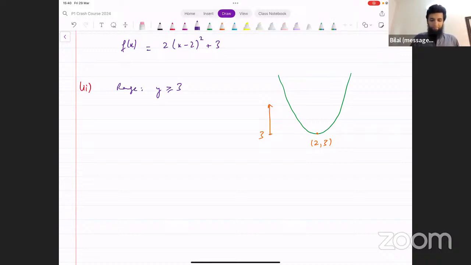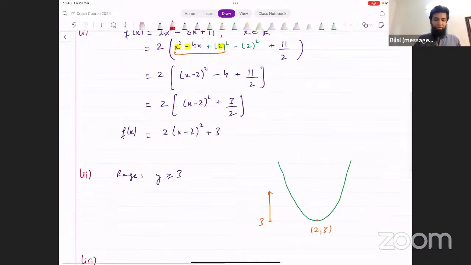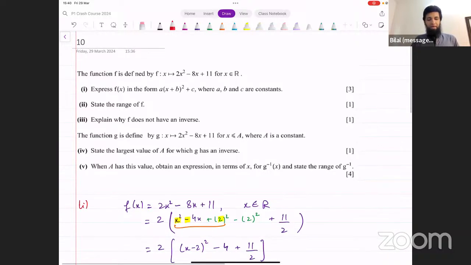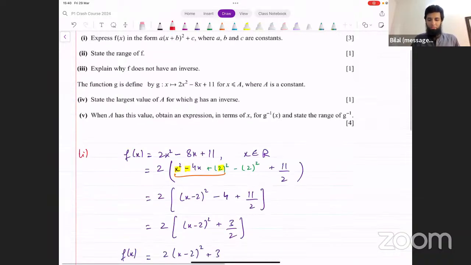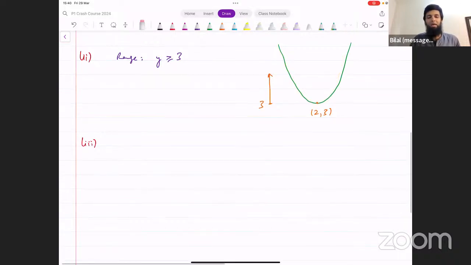All right, let's look at the next part now. Part 3. Explain why f does not have an inverse. Now it's a quadratic function, and they're saying all of this is valid because x could be any real number. Why does it not have an inverse? Because it's not a one-to-one function. That's all that you've got to write there.